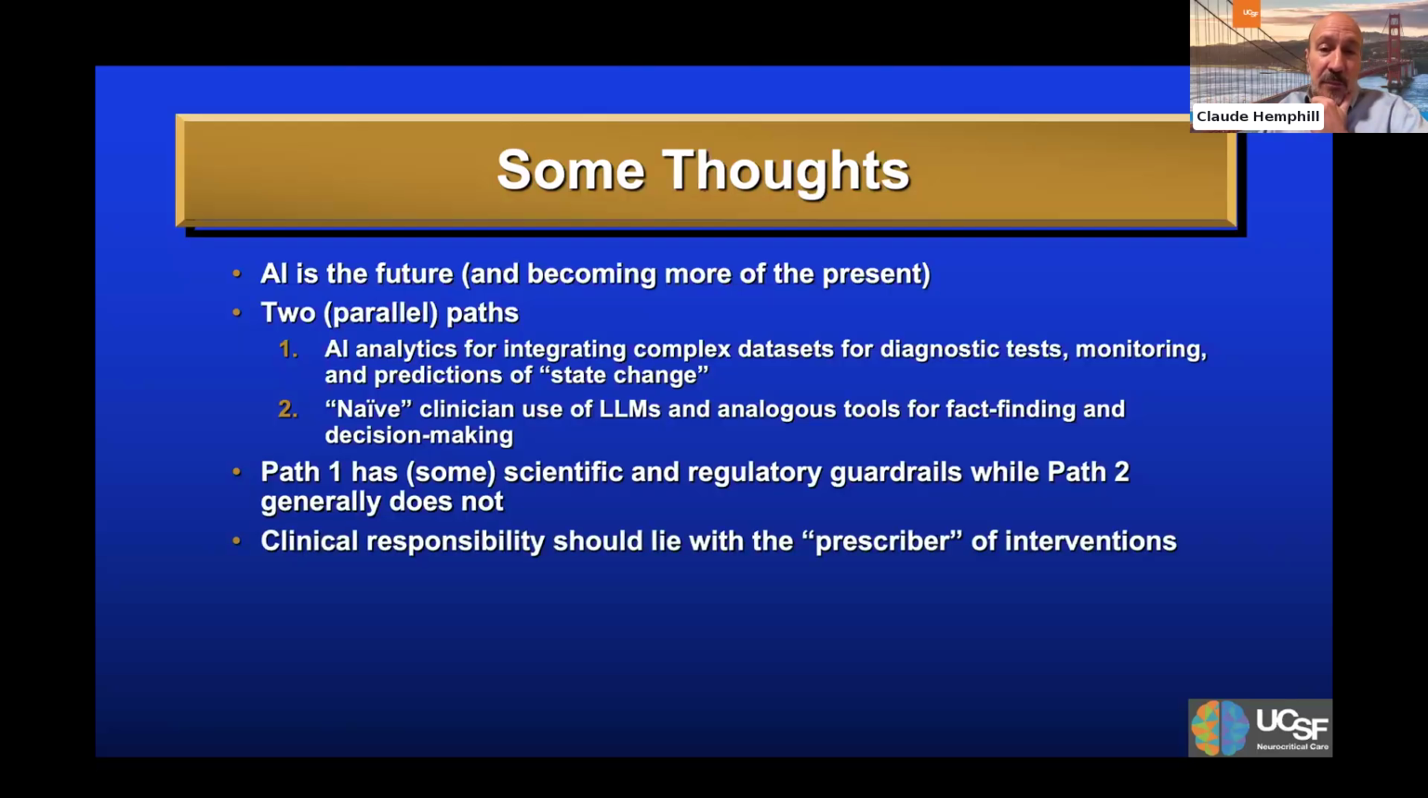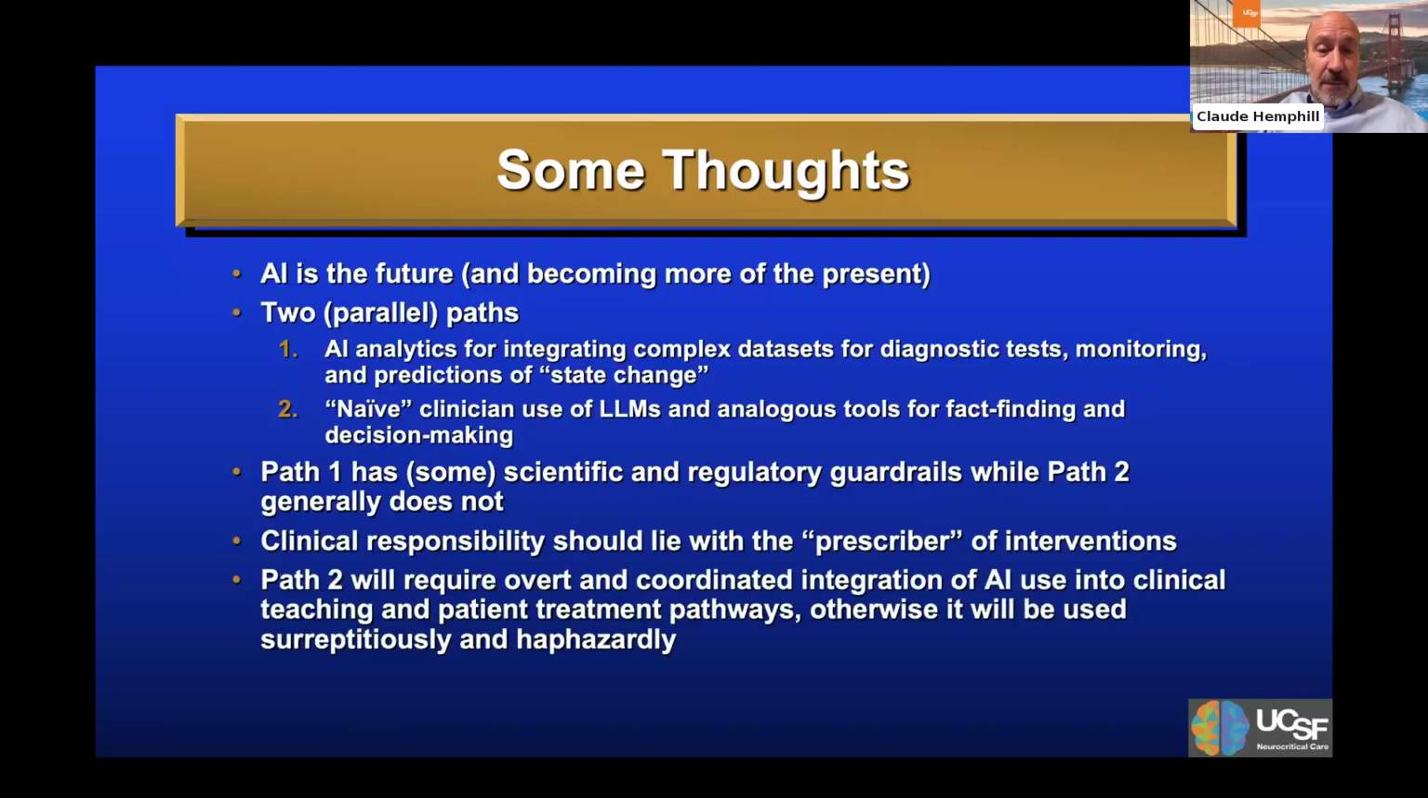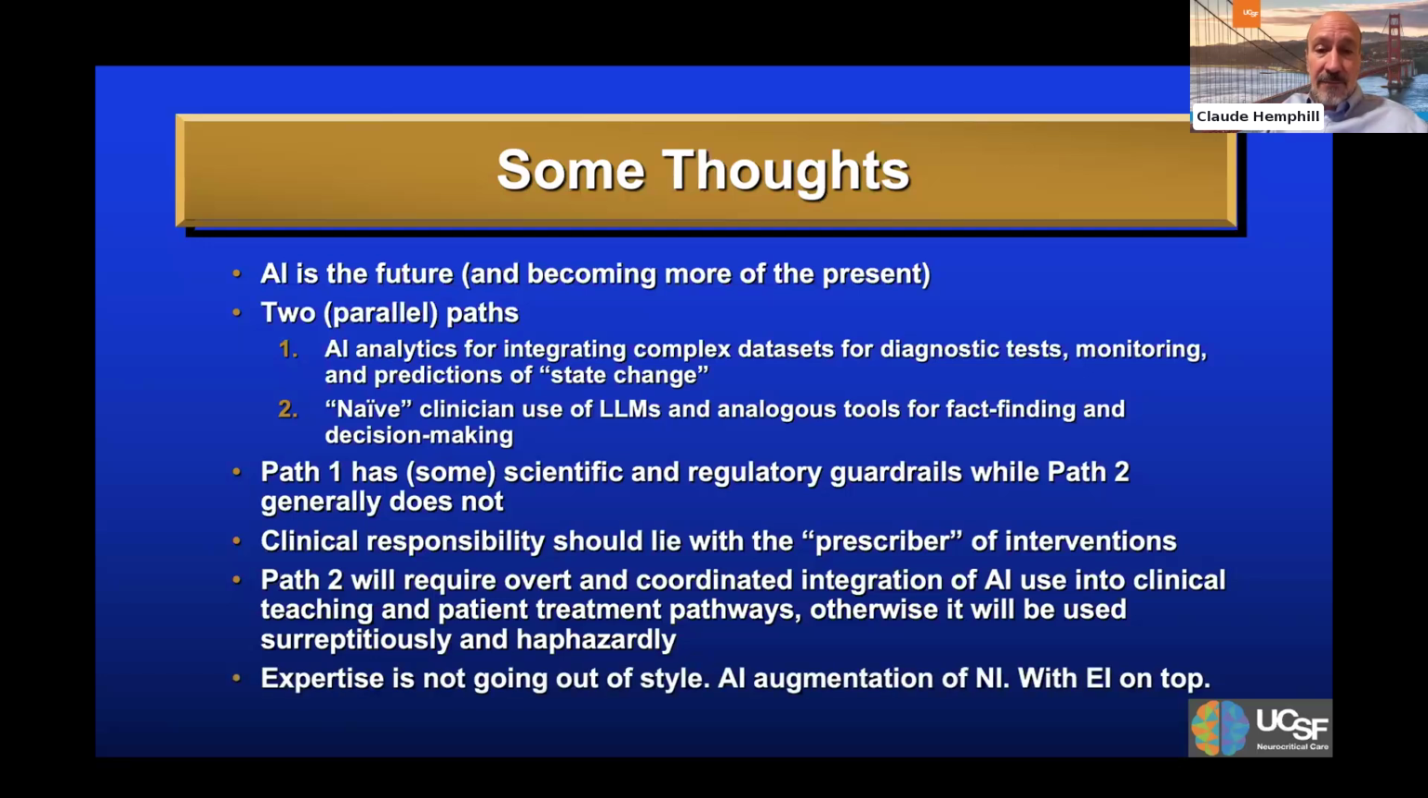I think that clinical responsibility should lie with the prescriber of interventions, whether it's a medication or one that decides the next steps. But I think path two is going to require more overt and coordinated integration of AI use into teaching and patient treatment pathways. Otherwise, it's going to be used surreptitiously and haphazardly, which is kind of what it feels like right now.